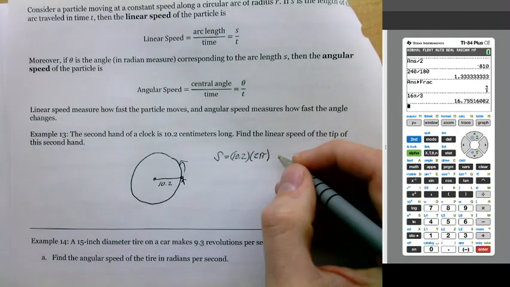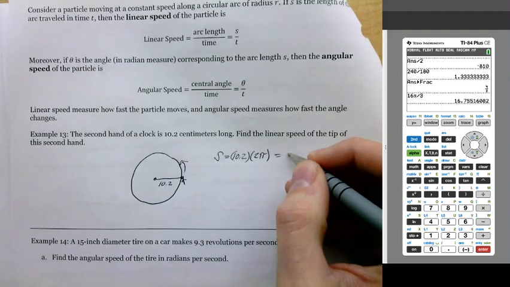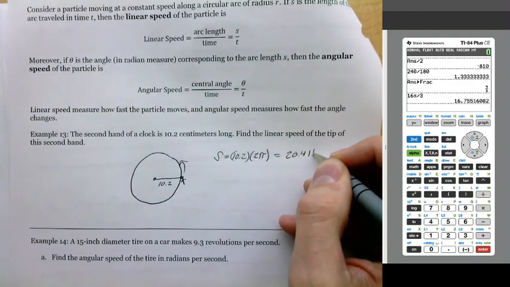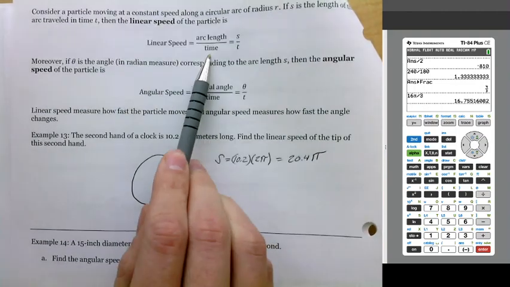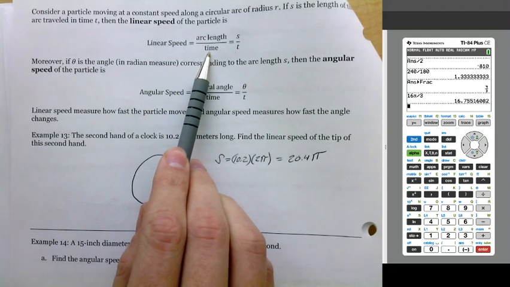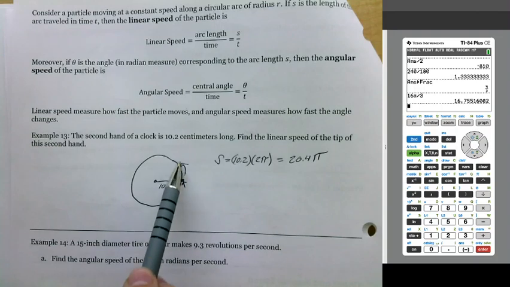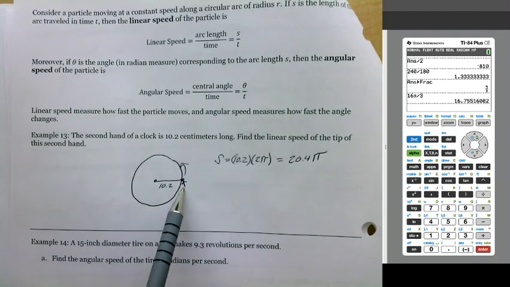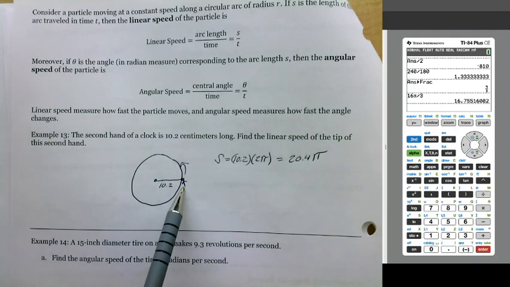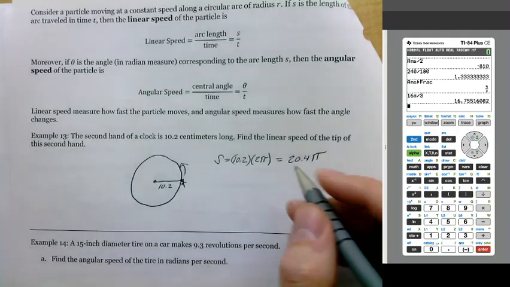Okay, and so I'm not going to round yet. I'm going to leave this as 20.4 pi. And we have to divide it by the time it takes for it to rotate around. Well, it's a second hand, right? So how long does it take a second hand to go around a clock? 60 seconds, right?